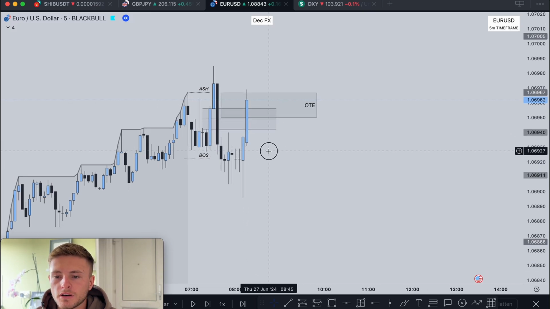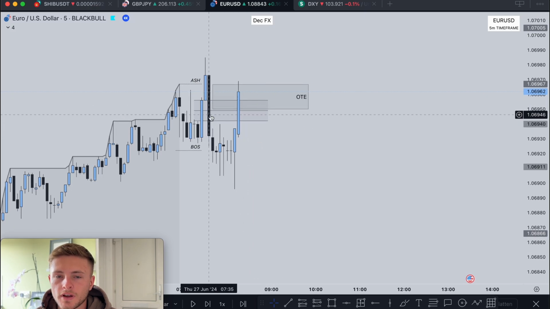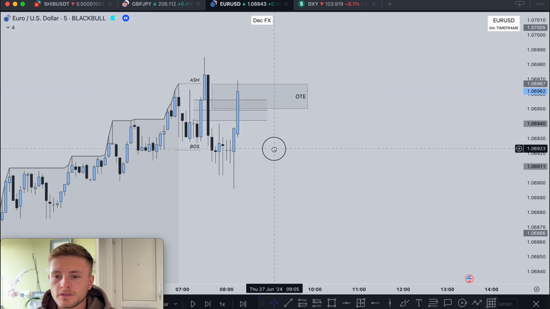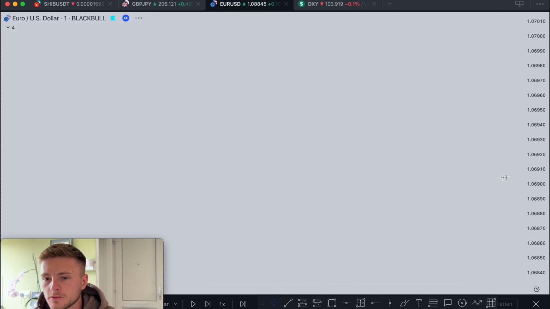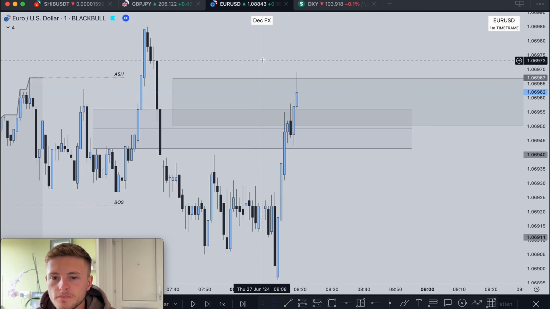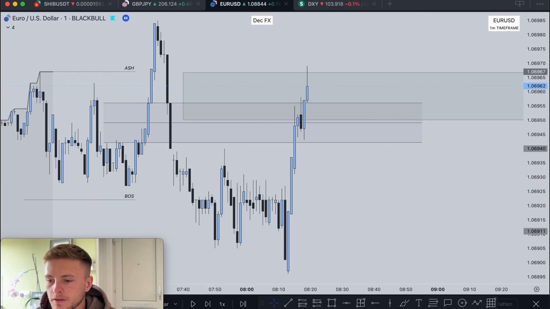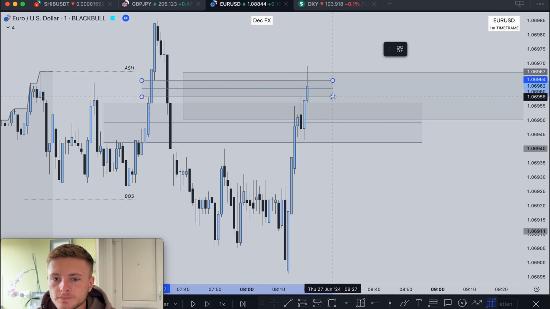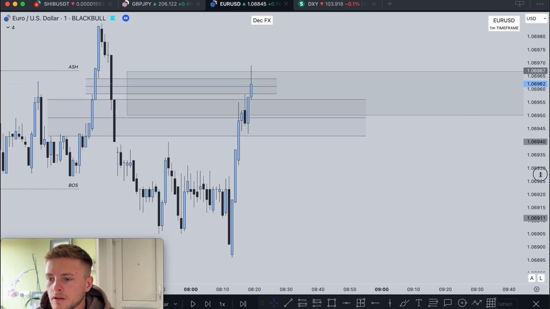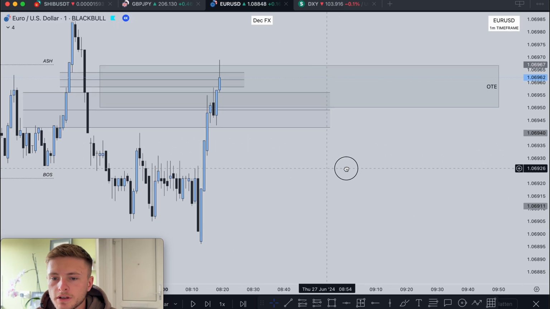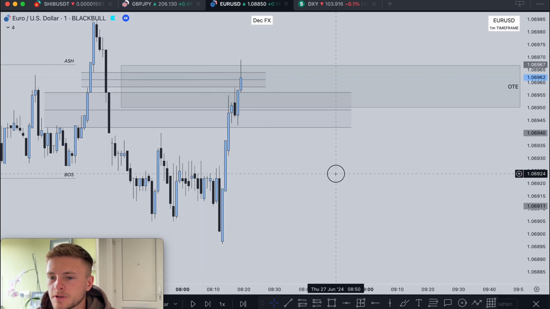So a lot of the times price will be drawn to that even more than just a standard fair value gap, and then we can see a reaction off of there. And then there was also, if we go down to the 1 minute time frame, another balanced price range that I had marked out here. Alright, so we've got our OTE and we've got some additional balanced price ranges.